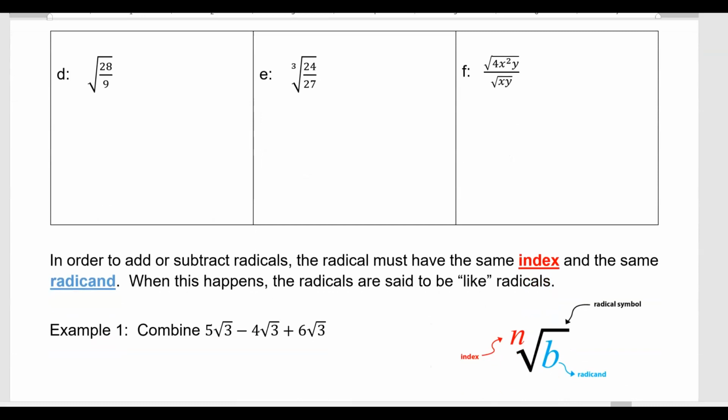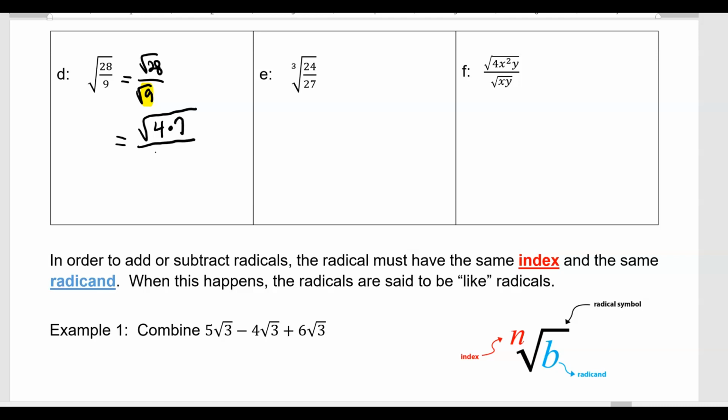Let's move on to D. You have the square root of 28 over 9, so the square root of 28 over the square root of 9. Again, we need to look at the numbers under the radical to determine if they are perfect squares first. You probably notice that this 9 is on our perfect square list, but 28 is not. However, 28 contains a perfect square factor of 4. So we need to split up 28 into 4 times 7.